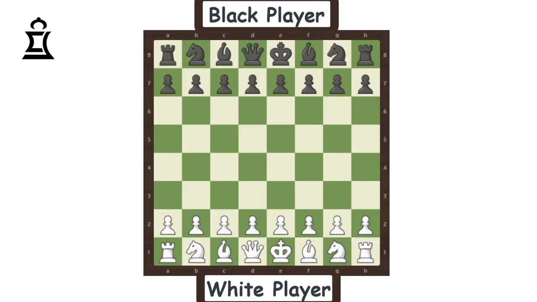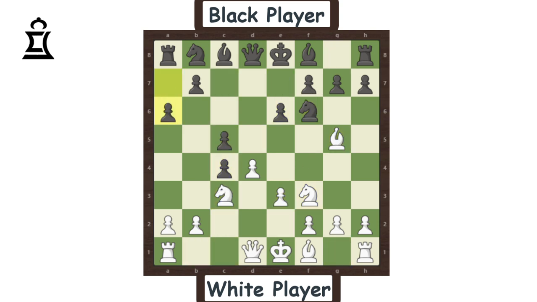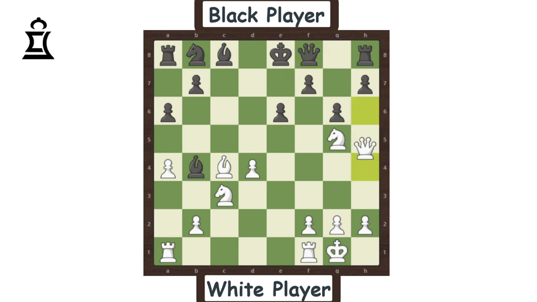Even though the game starts with these 32 pieces, players can remove their opponent's pieces from the board based on the rules. Once removed, a piece can no longer participate in the game. In chess, this process is called capture. As pieces are captured, the number of pieces decreases.